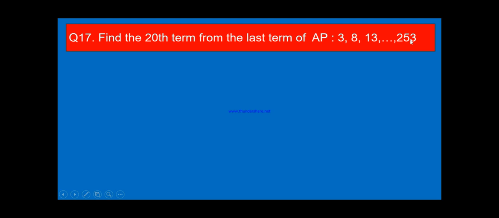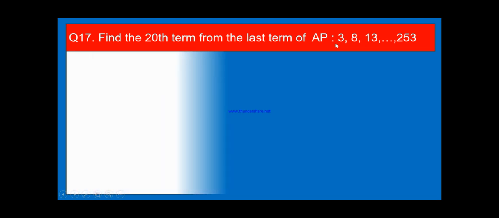Now we have to find out the 20th term from the last. Means you should consider this as the first term. The previous term will be the second term. This previous term will be the third term. Like this you have to find out the 20th term from the last. Not from the first, but from the last we have to find the 20th term.